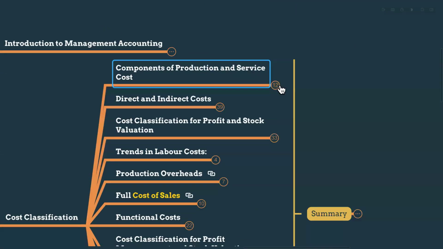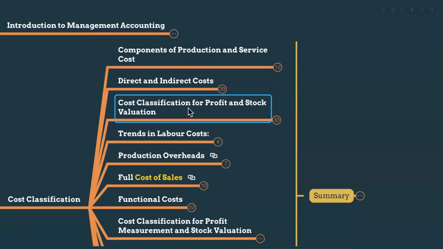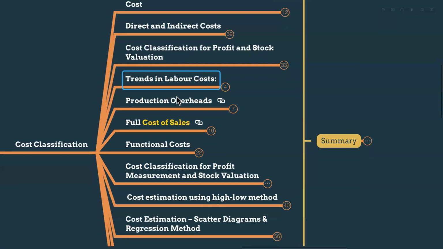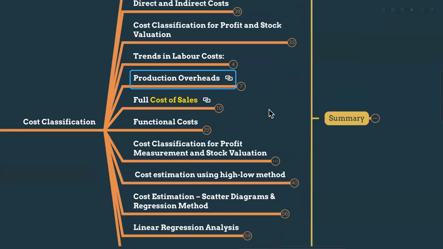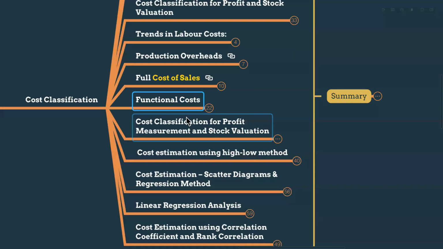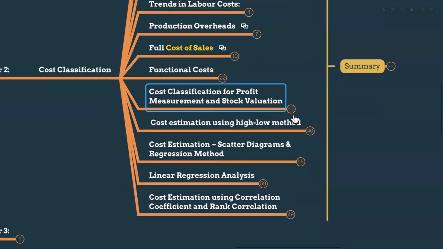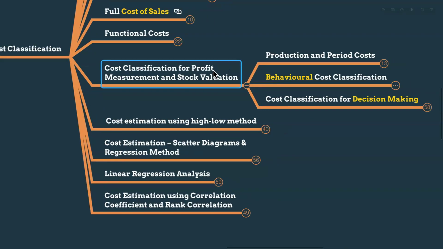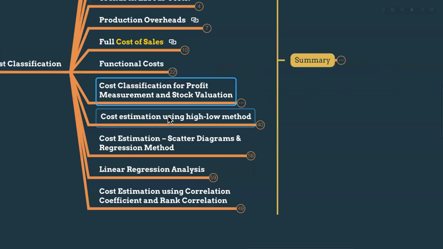So far we have covered components of production services, direct and indirect costs, and the cost classification for profit and stock valuation, the trends in labor cost, and the theories and calculations of production cost, and how we can calculate the full cost of sales, and functional classification of cost. The other parts were production and period cost, behavioral cost, and how we classify cost for decision making, like relevant cost, irrelevant cost, controllable cost, uncontrollable cost, avoidable cost, and unavoidable cost. Those areas we have covered.